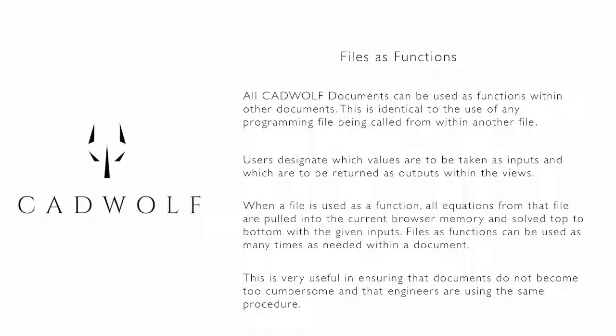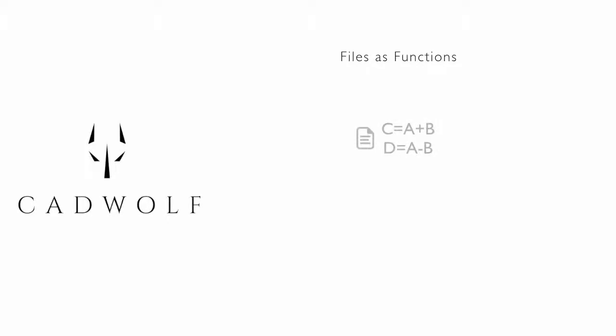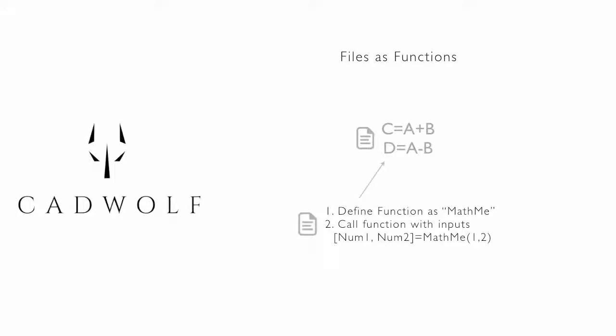For example, let's say you created a CADWOLF file that had two constants a and b. In this file, the variable c was created by adding the two numbers together, and the variable d was created by subtracting the two. A and b could be established as inputs, and c and d would be established as outputs. After this, the user could call the function from another document where it was given the name mathme. This function would then take in two numbers and return two results, the sum and the difference. Failure to set an input results in the use of the constants in the original document being used.